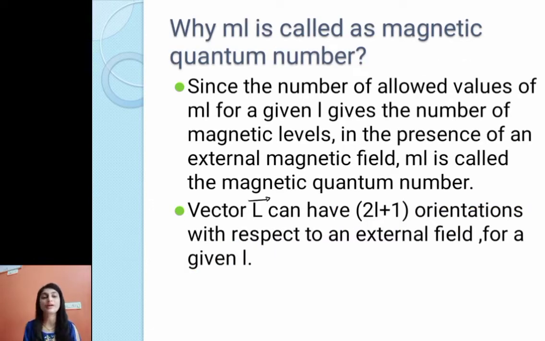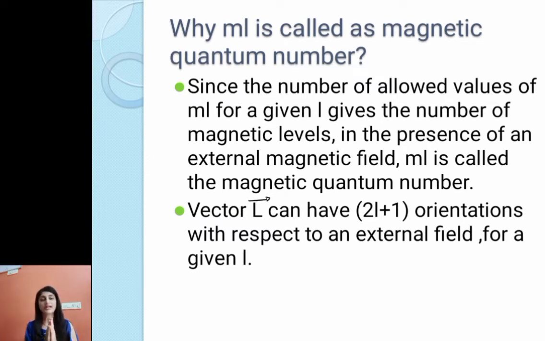Since the number of allowed values of ml for a given L gives the number of magnetic levels, for a given L we have 2L plus 1 values of ml. We also have 2L plus 1 values of magnetic levels in the presence of an extra magnetic field. That is the reason why ml is called the magnetic quantum number.